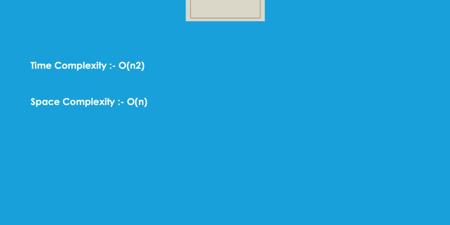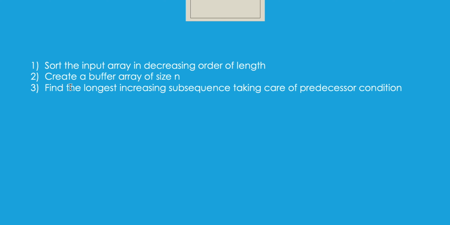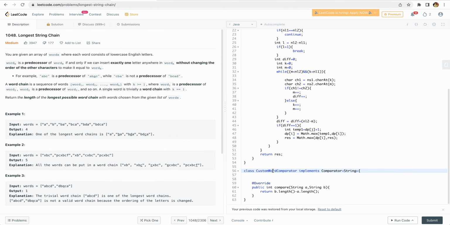Let's move to the solution part. Solution requires just 3 points to be implemented. First, sort the input array in decreasing order of length. Second, create a buffer array of size n. Last, find the longest increasing subsequence taking care of predecessor condition. This is the coding part.